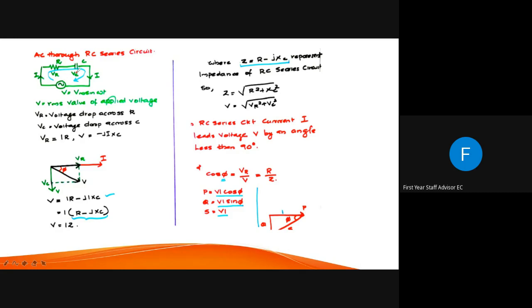So that is the difference. Then you write V is equal to RMS value, I is equal to RMS value of current. V is the voltage drop across R. VC is the voltage drop across capacitor. Okay. Then again you write what you have to write.